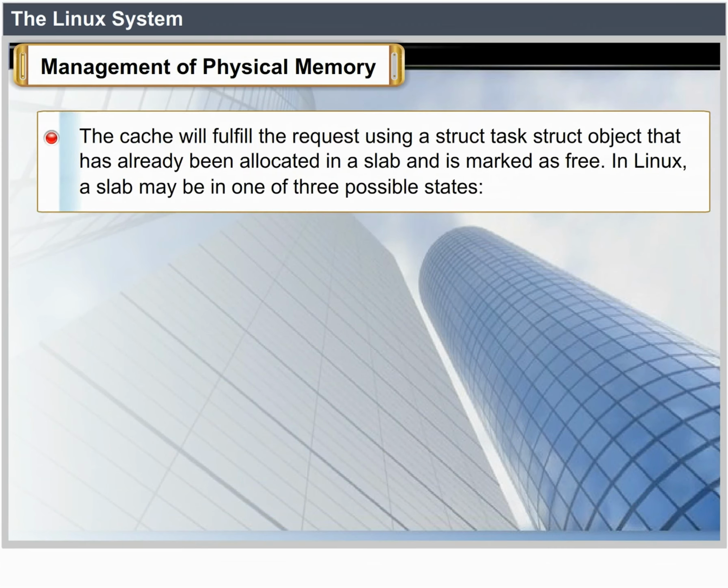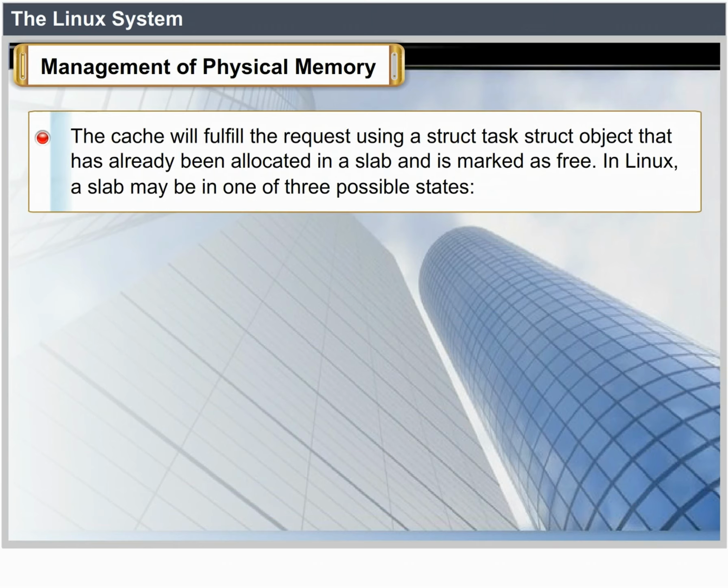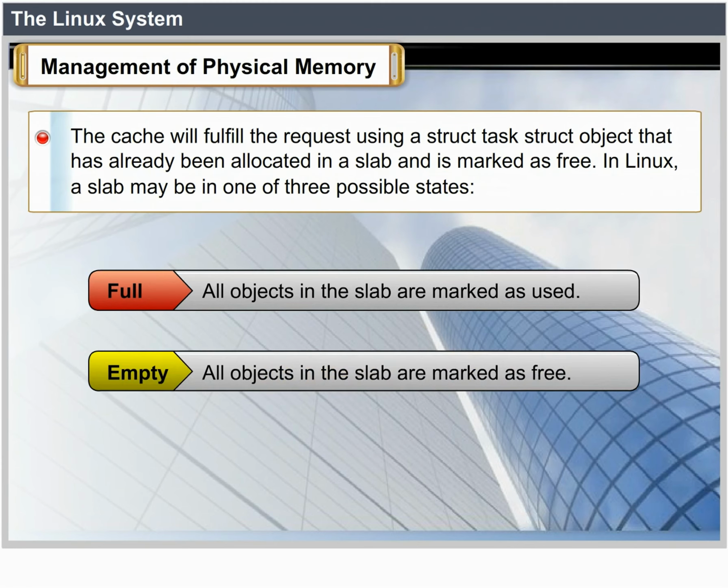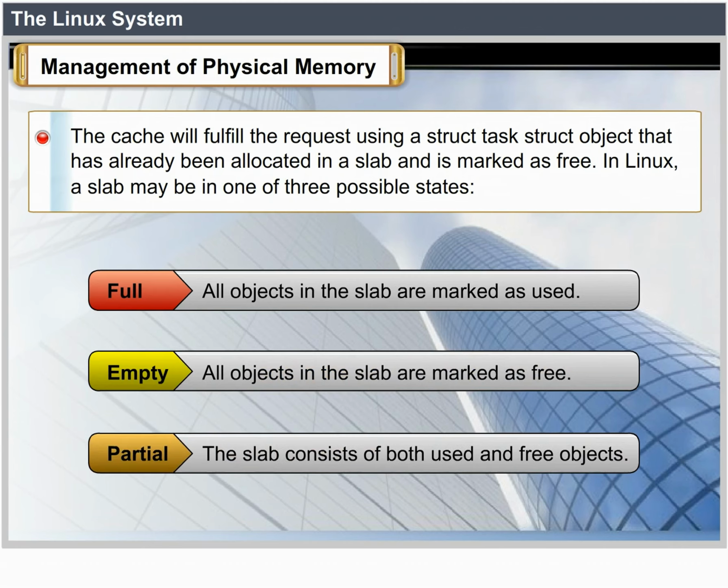The cache will fulfill the request using a struct task_struct object that has already been allocated in a slab and is marked as free. In Linux, a slab may be in one of three possible states. Full: all objects in the slab are marked as used. Empty: all objects in the slab are marked as free. Partial: the slab consists of both used and free objects.